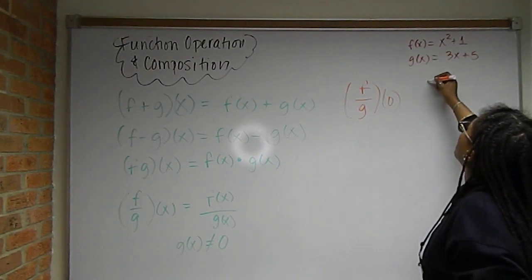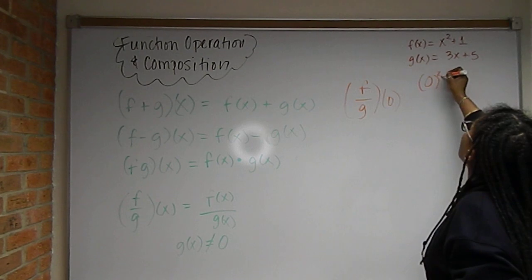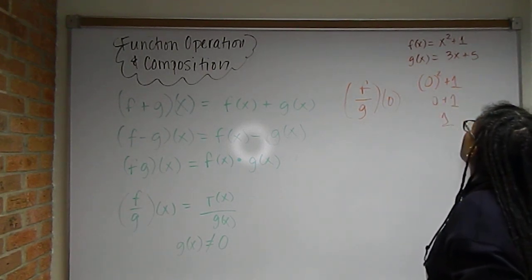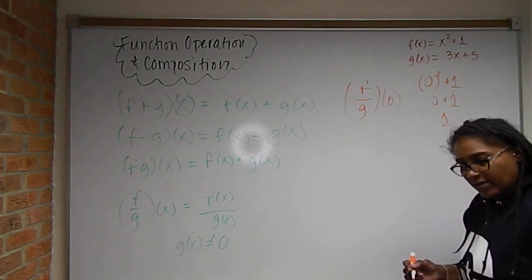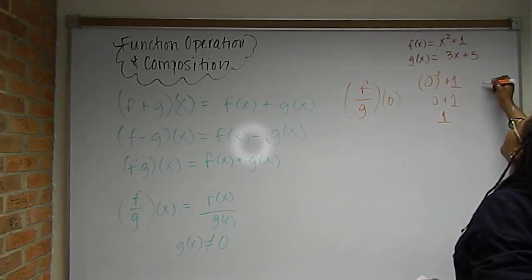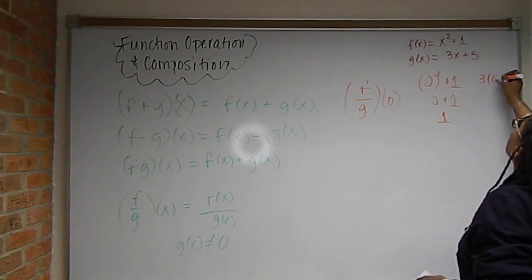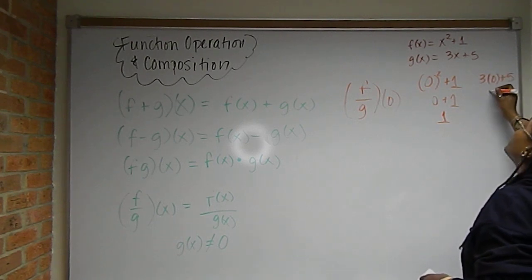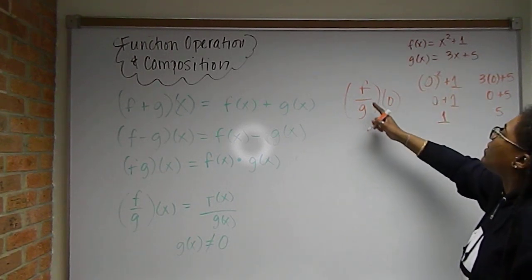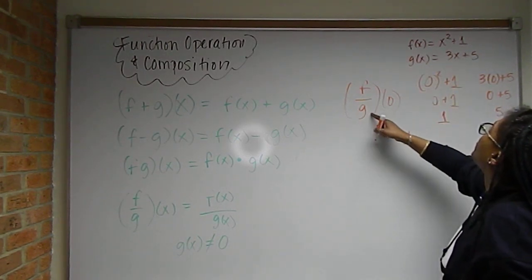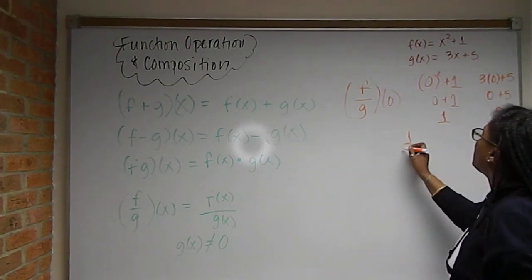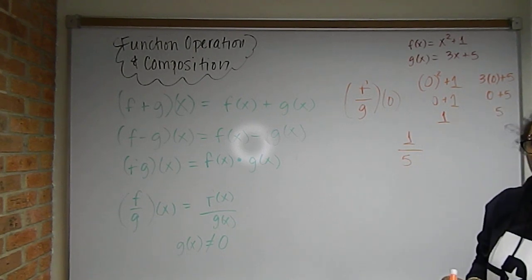So f of 0 is going to be 0 squared plus 1. 0 plus 1 gives us 1. That's a 1. I know it gets sloppy when I start writing like that. And then we have 3 times 0 plus 5. 0 plus 5, we have 5. So f of 0 is 1. G of 0 is 5. So we have 1 divided by 5.